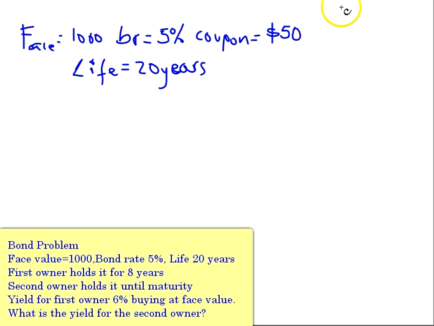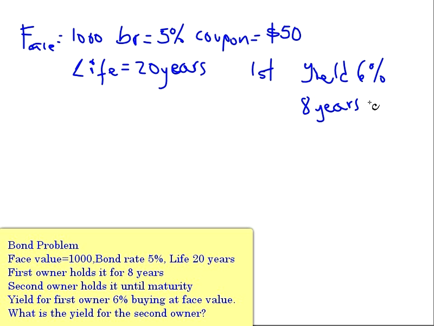And you're going to have two owners. The first owner, the first bond holder, will have a yield of 6%, and he's going to hold it for 8 years. So even though the life is 20, he's going to buy it initially at the face value, and he's going to hold it for 8 years.